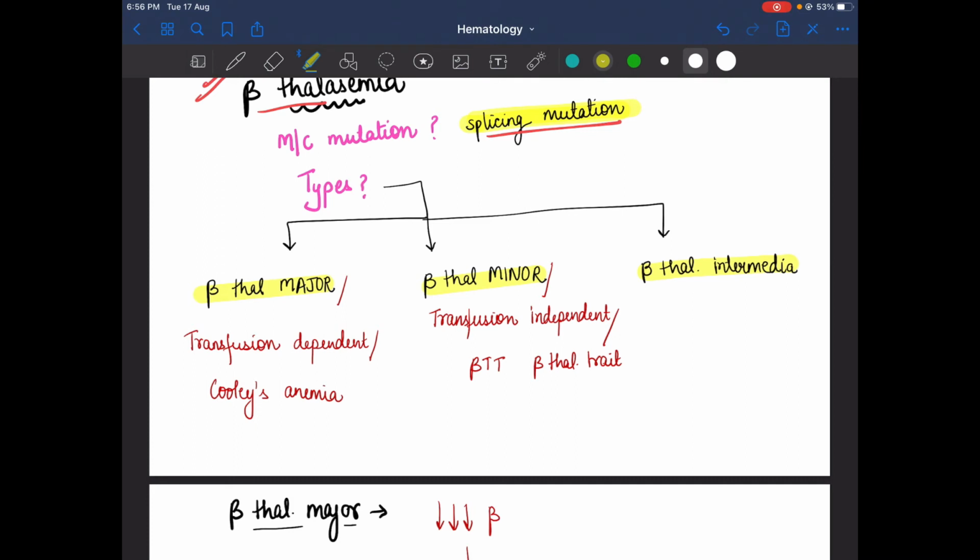What are the other names? Beta thalassemia major is also known as transfusion dependent, or Cooley's anemia. These are the three names of beta thalassemia major, while beta thalassemia minor is transfusion independent and is known as beta thalassemia trait, BTT. First we do beta thalassemia major.